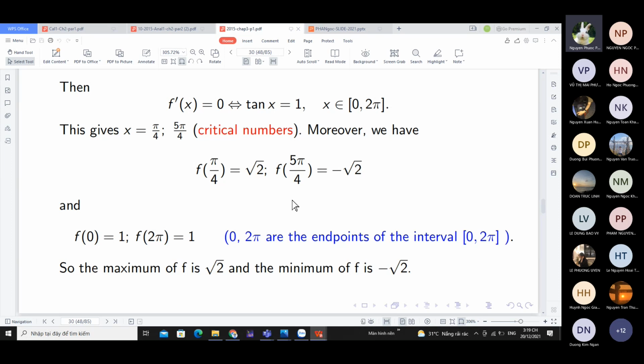So we find critical numbers. How? We just solve the equation f prime of x equals 0. Here x belongs to the domain of f. And we find the value of f at the critical numbers and at the endpoints. Compare them, you get the maximum value and minimum value. All clear, guys? Yes, it's clear. I think students learn it in high school already.